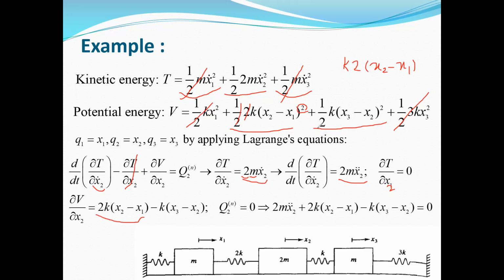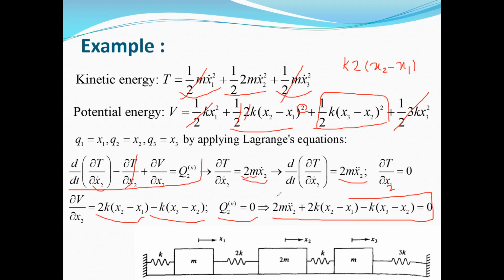And for the third term here, again, you can do the same procedure and calculate the derivative with respect to x2, which is minus k times (x3 minus x2). And again, Q2 is equal to 0 because we have a conservative system. And now if you substitute into the Lagrange equation and simplify this, you can extract the second equation for your system. Okay, so this is the second equation.